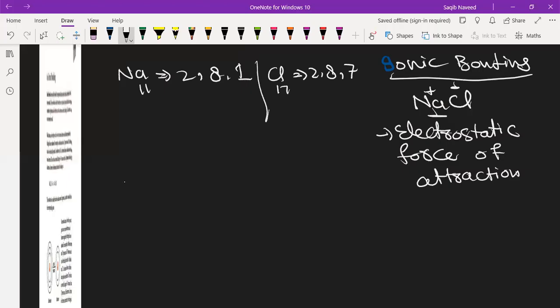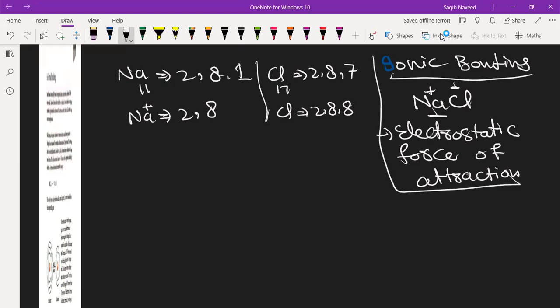Chlorine is 17, that is 2, 8, 7. Now we have sodium and chlorine. Sodium has 2, 8, 1. So for stability, sodium is going to lose one electron and become sodium positive. When sodium is losing an electron, who is going to gain this electron? Definitely chlorine, because chlorine needs one electron to become stable.